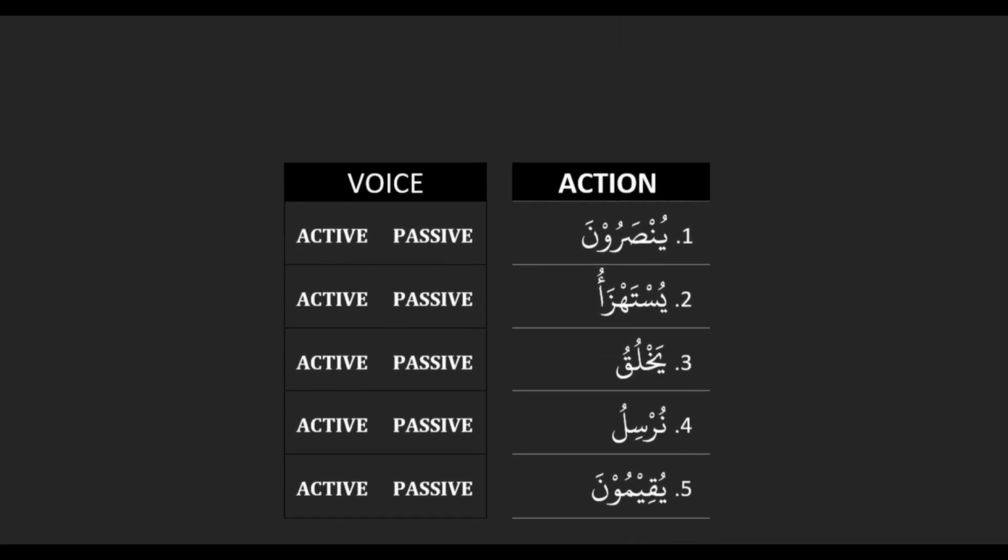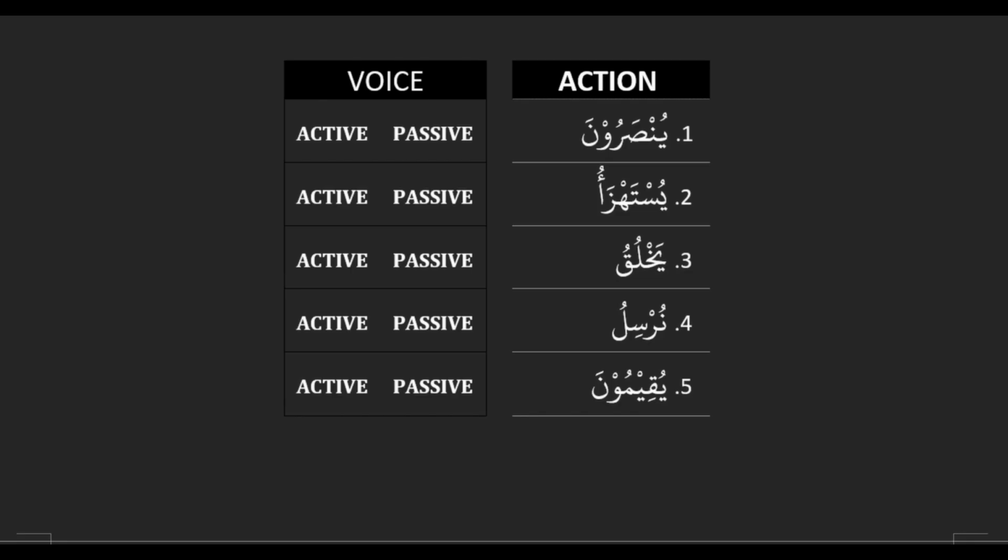Same thing. You're gonna tell me if these actions are passive or active. Number 1, yunsaruna. So we have a u on the first letter. And if we hide our ending indicator, which is the una, our second to last letter is the sad, which has a sound. So this is passive. Good. U-a is present passive. Yustahza'u. We have a u on the first letter, and our second to last letter is the za, and it has a sound, so it is passive. Good. U-a makes present passive.